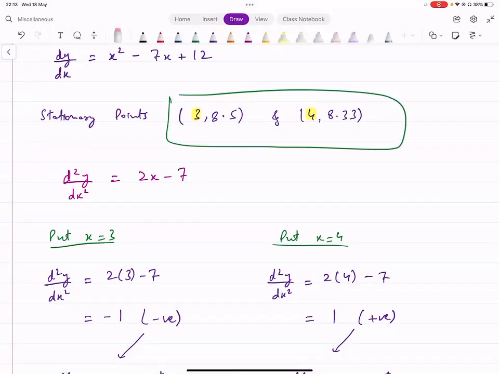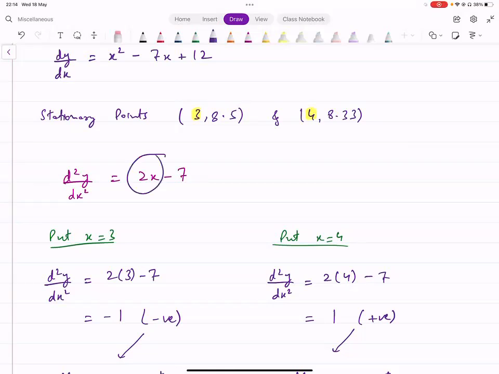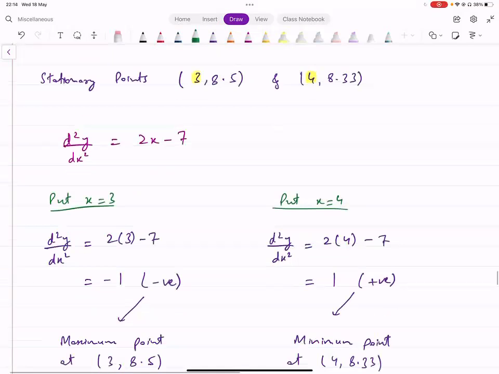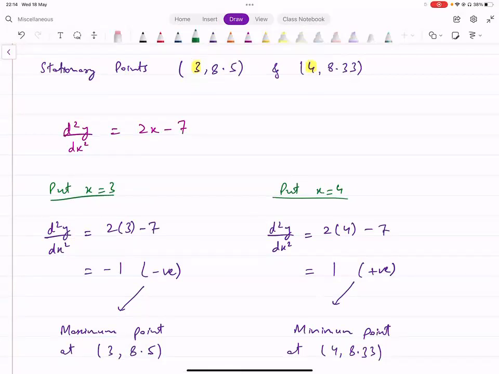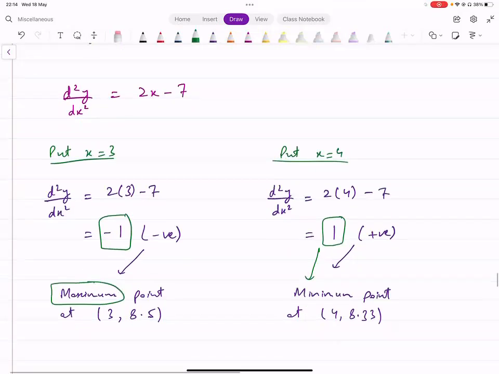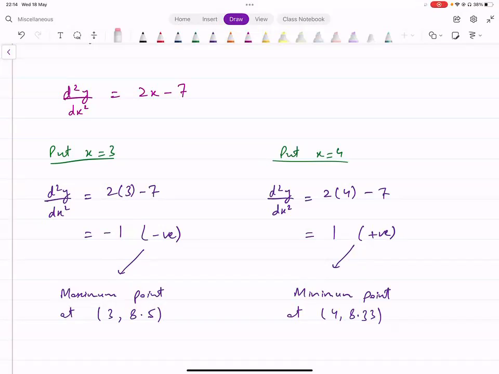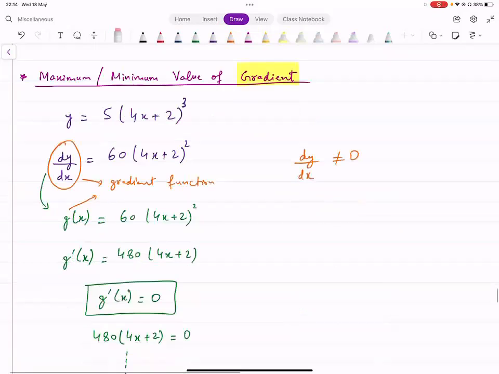इन दोनों points को आप input कर दें इसमें 1 by 1. Again आपके पास यहाँ पे सिर्फ x आ रहा है, तो x की values यहाँ पे input कर दें. एक x equals 3 है, दूसरा x equals 4 है. तो ये एक से आपका second derivative -1 आ जाता है, एक से +1 आ जाता है. When the second derivative is negative, that means you've got a maximum point. When the second derivative is positive, it's a minimum point. 8.5 के ऊपर आपका maximum point है और 48.33 के ऊपर आपका minimum point है. Right? That's how you can find the nature of stationary points.